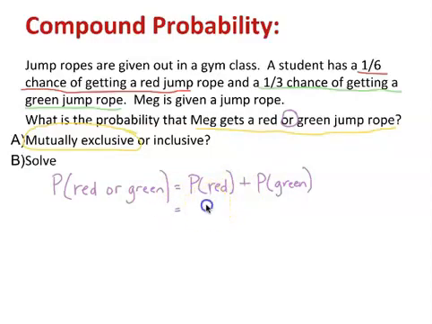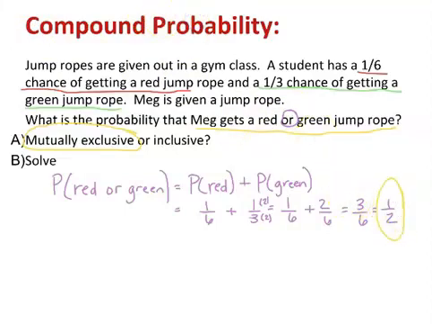So the probability of red is 1/6. The probability of a green is 1/3. Again, in order to add these together, we have to have a common denominator. So I'm going to make 6 my common denominator and multiply both our numerator and our denominator by 2 to get 2/6. I just changed that 1/3 into 2/6. Add those together, 1 plus 2 is 3, so 3 out of 6. That's our probability, which we know we can reduce to 1/2. So there's a 1/2 chance that she's going to get a red or green.